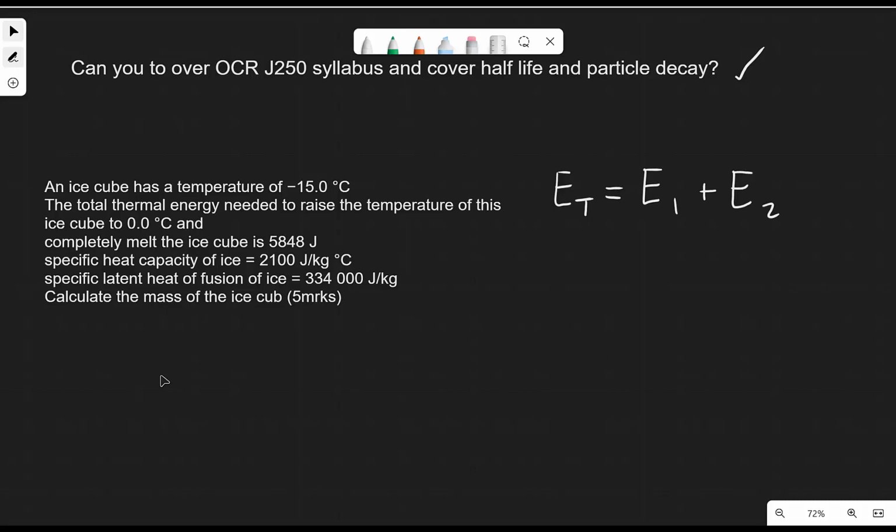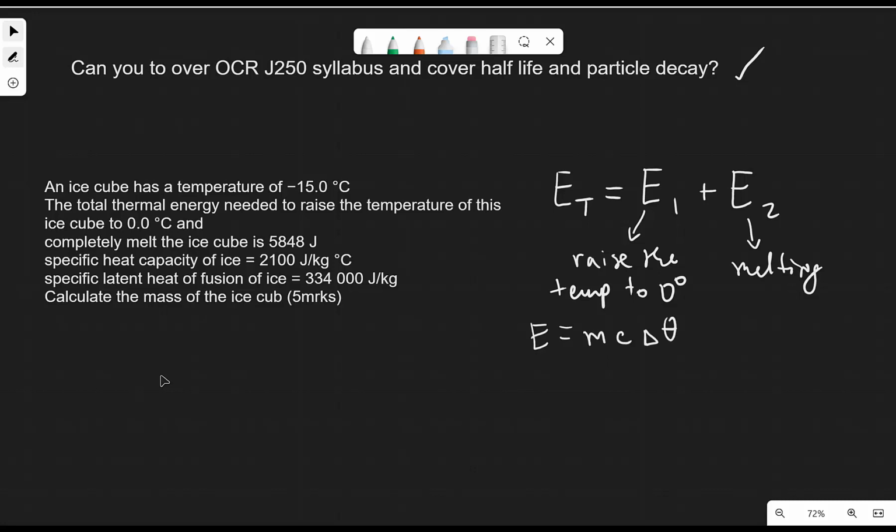Now, E1 will be the energy required to raise the temperature to 0 degrees, and this will be using the specific heat capacity. After we're at 0 degrees, all of our energy will go into melting. So E1 will use E is equal to mc delta theta, and E2 will just use our specific latent heat equation, which is that E is equal to m times the specific latent heat of fusion.